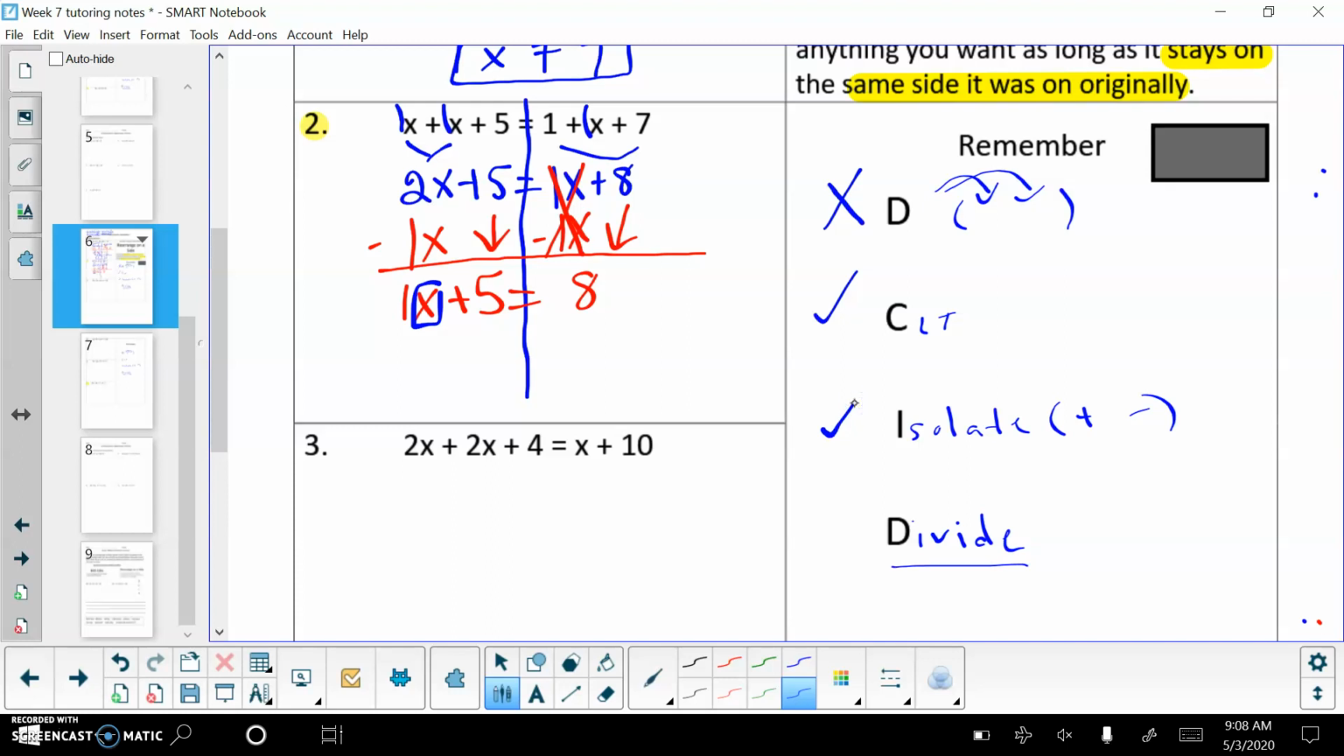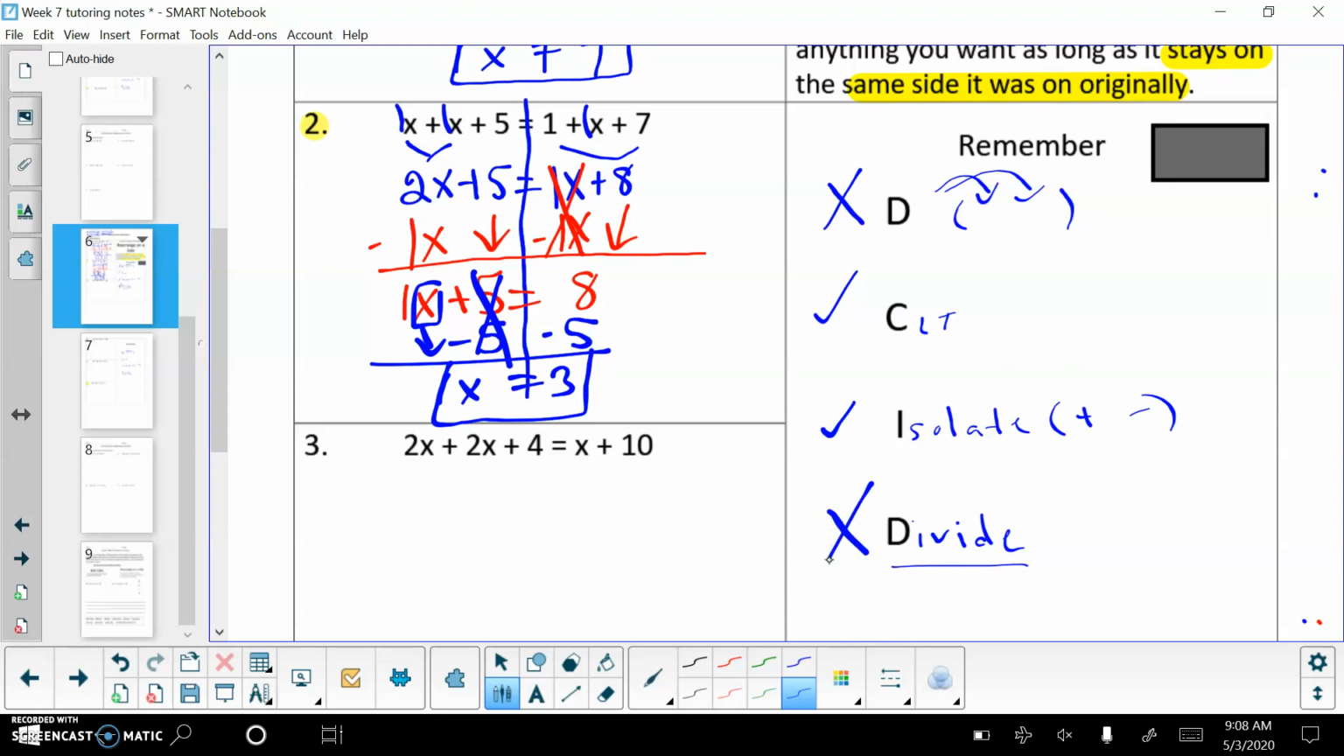The 5 is connected with a plus sign, so I'm going to use a minus sign. And I'm going to use a minus sign on the other side. Those 5's cancel, and 8 minus 5 is 3. And I'm going to bring down my 1x again. And once again, 1x is just the same thing as x. So that's my answer. X equals 3. I did not need to use the divide step because I didn't have leftover x's.